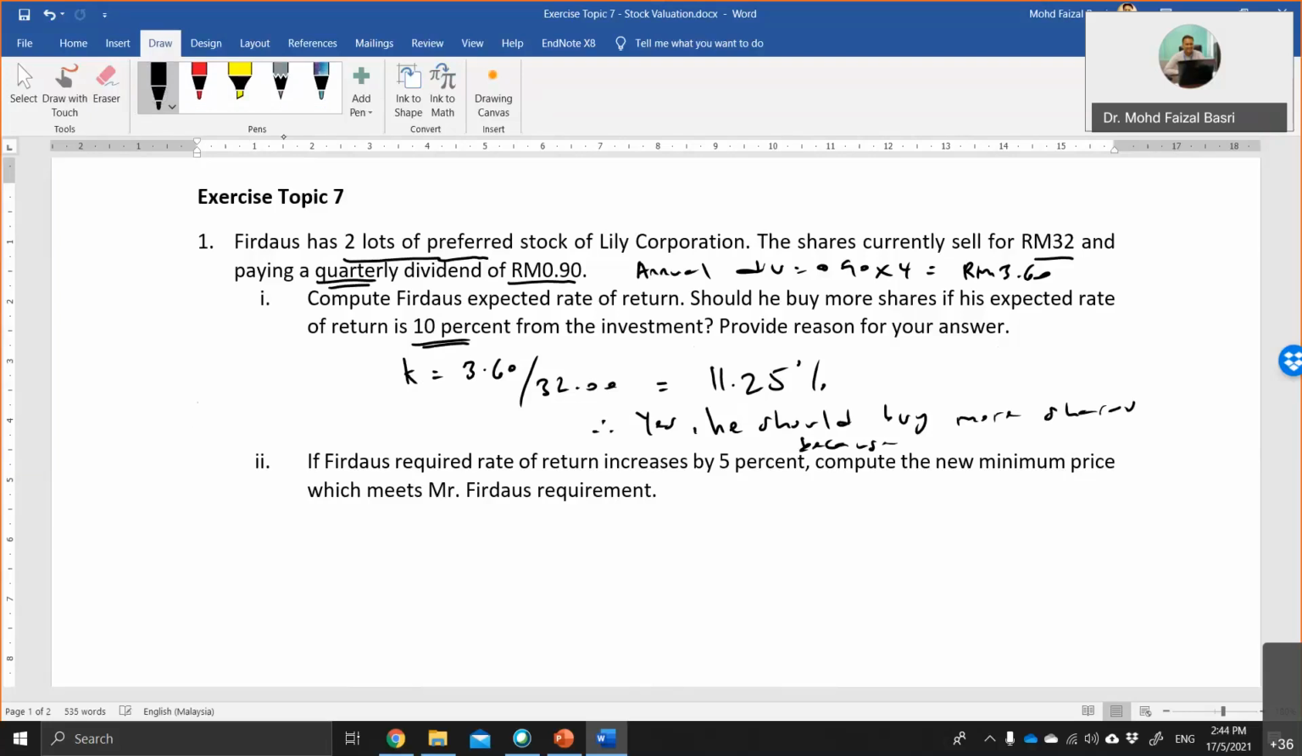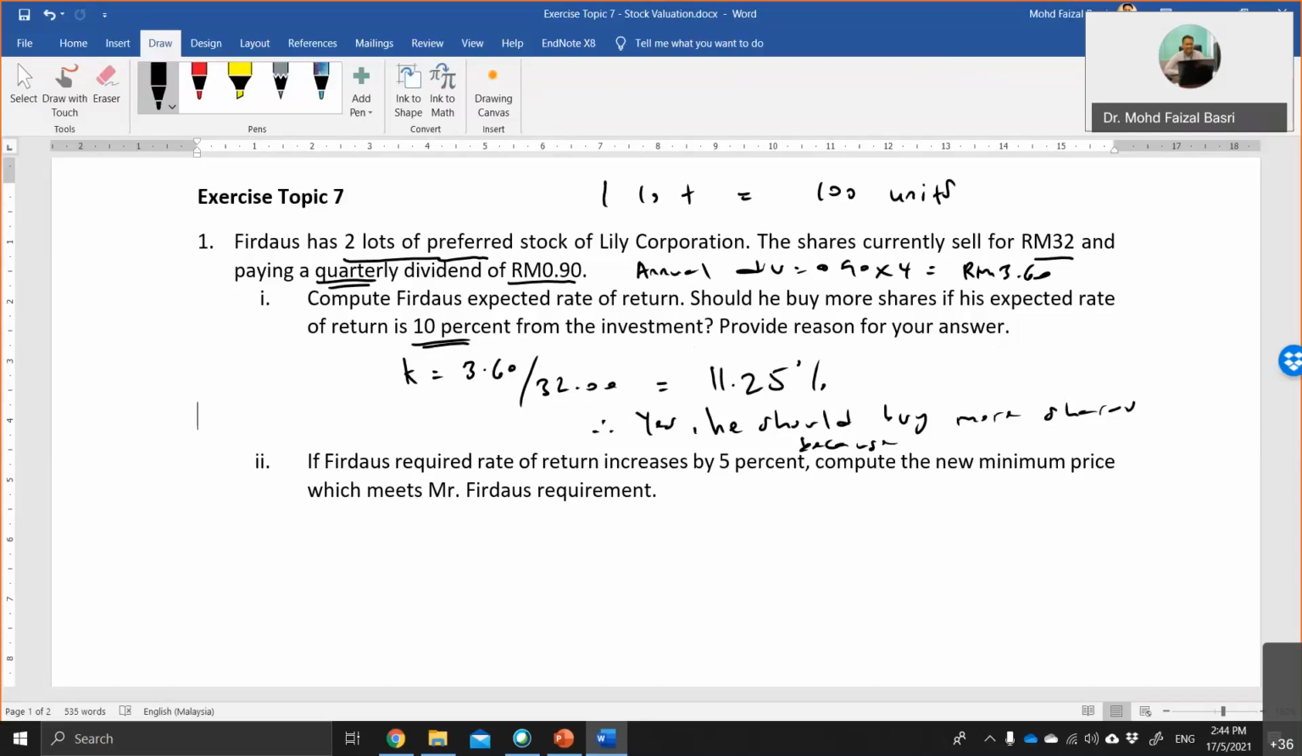Doktor, can I ask, because it says here that Firdaus has 2 lots of preferred stock. So he has 2 lots of preferred stock, is it? They already own 2 lots. 1 lot is equivalent to 100 units. So when they say that Firdaus has 2 lots, meaning he has 200 units existing.